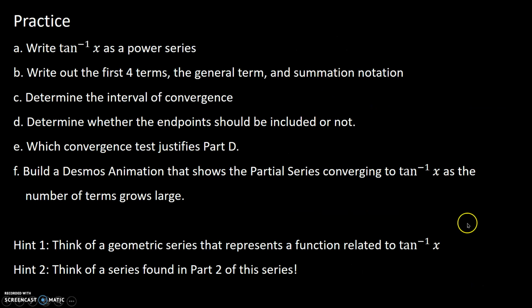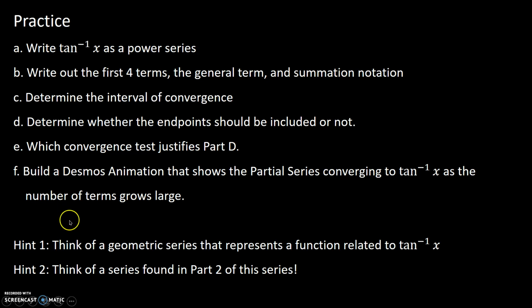So moving forward, I have a practice set for you. You are going to try to create a power series for the arctangent function, writing out the first 4 terms, the general term, and the summation notation form. Determine the interval of convergence. Test the endpoints. Do you need to include the endpoints or not? And you're going to build a Desmos animation that shows your partial series converging to your arctangent function. And that's more for you to test your answer. If you see that your Desmos file tends to justify your solution is correct, well, you're probably doing it well.